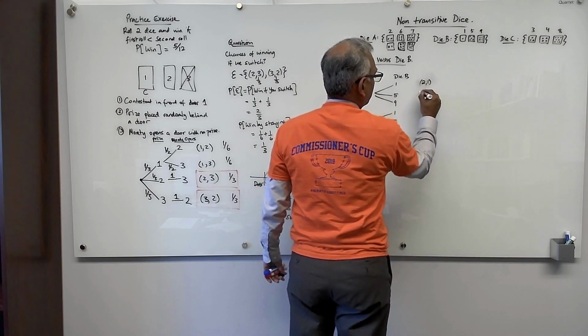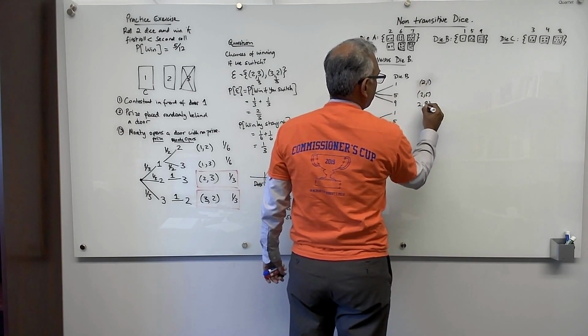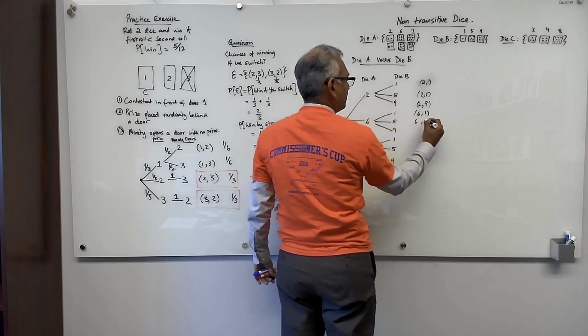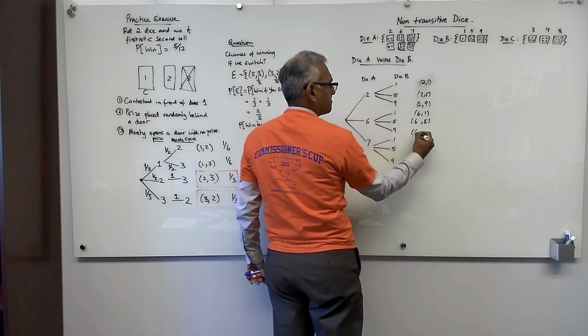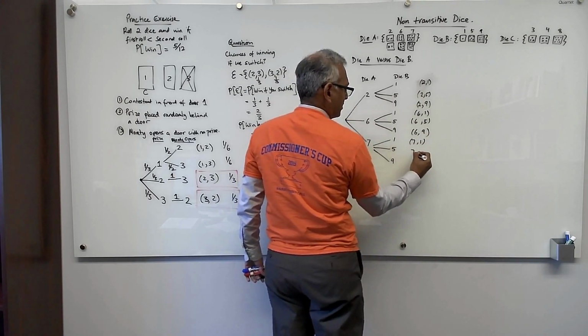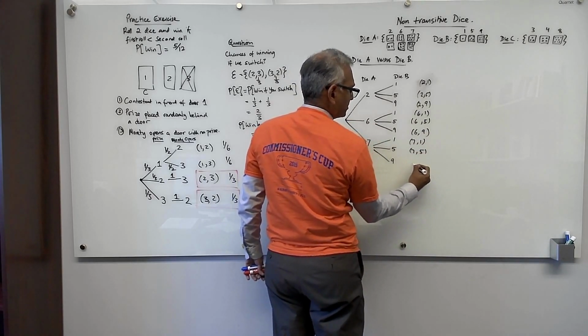2, 5. 2, 9. Okay, 6, 1. 6, 5. And 6, 9. Okay, and then 7, 1. 7, 5. And then 7, 9.